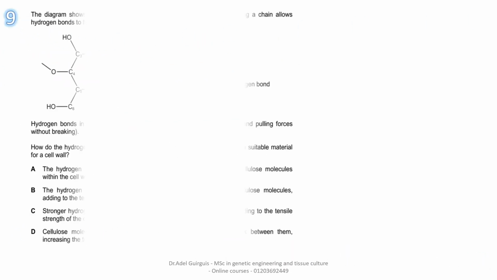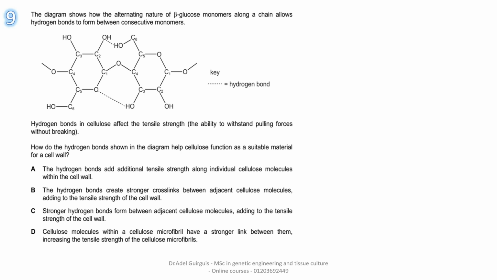Number 9. The diagram shows how the alternating nature of the beta-glucose monomers along a chain allows hydrogen bonds to form between consecutive monomers. Consecutive monomers of what? Of cellulose, for example. Look, please. Here, OH, there is a hydrogen bond between the partially positive H and the partially negative O. Here's the same, partially positive H, partially negative O, hydrogen bond.